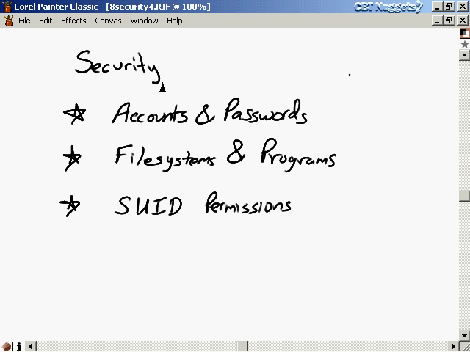Now let's move on and talk about security in our Linux system. First, we're going to talk about the security of accounts and passwords, and then we're going to talk about the security of file systems and programs. And finally, we'll talk about what's called set UID permissions. These are really important to understand, so we'll talk about those carefully at the end.